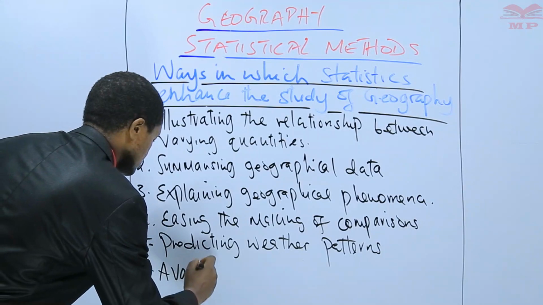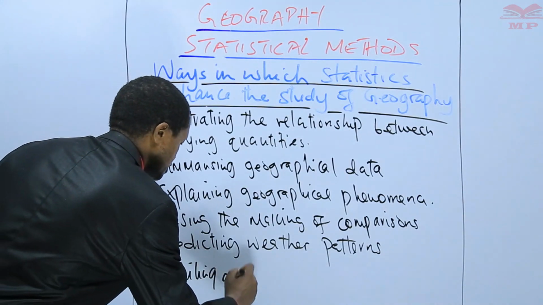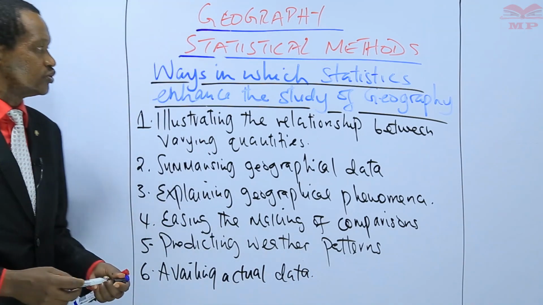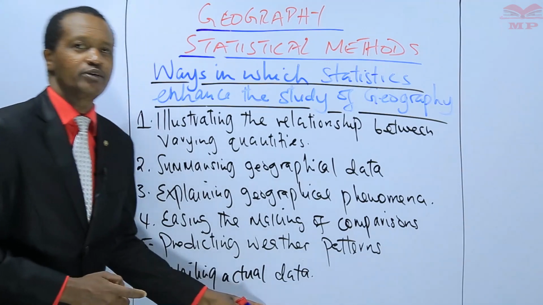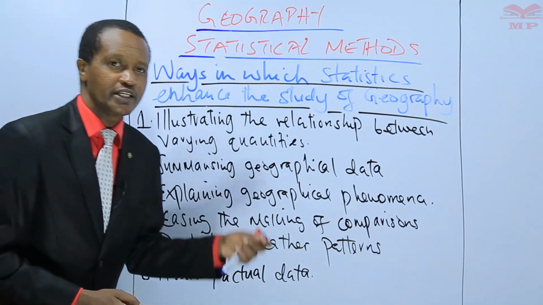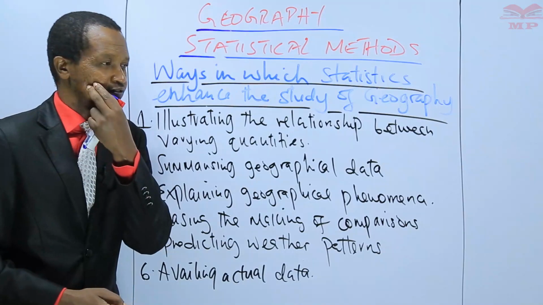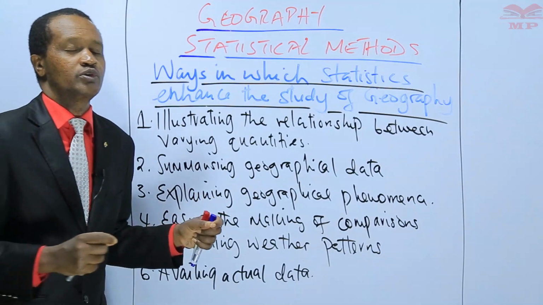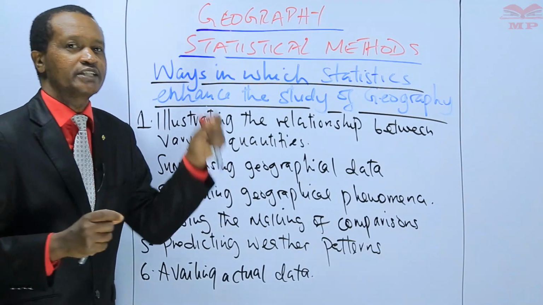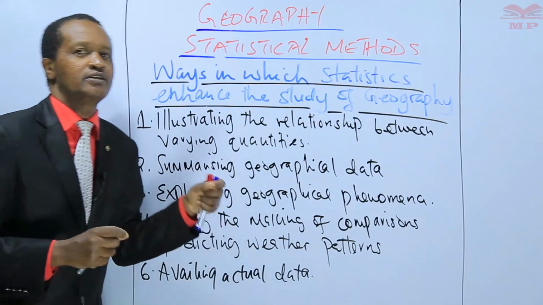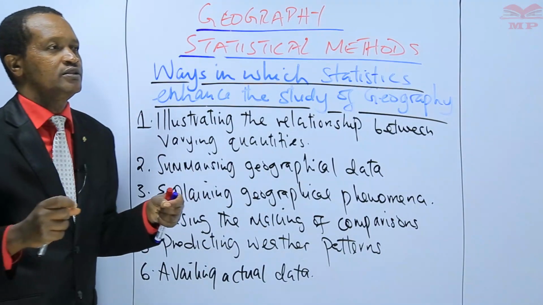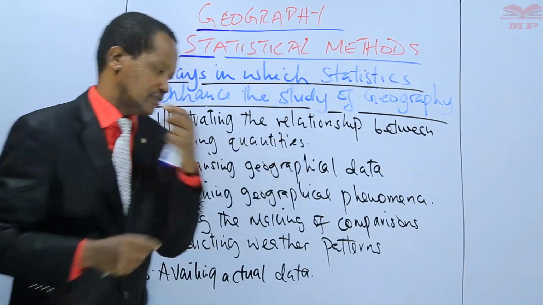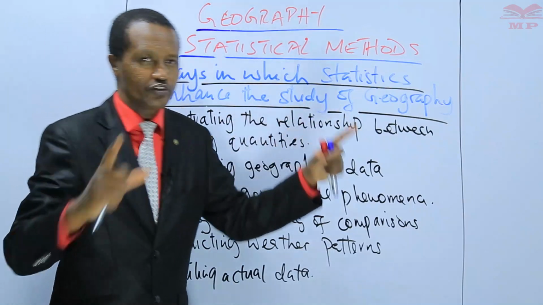availing actual data. Learners, through statistics, actual data can be availed. It can be made available rather than having generalized data. Through statistics, because you are dealing with numbers, precise rather than generalized data can be obtained. And learners, it is better to state the actual amount of data than having a general figure.